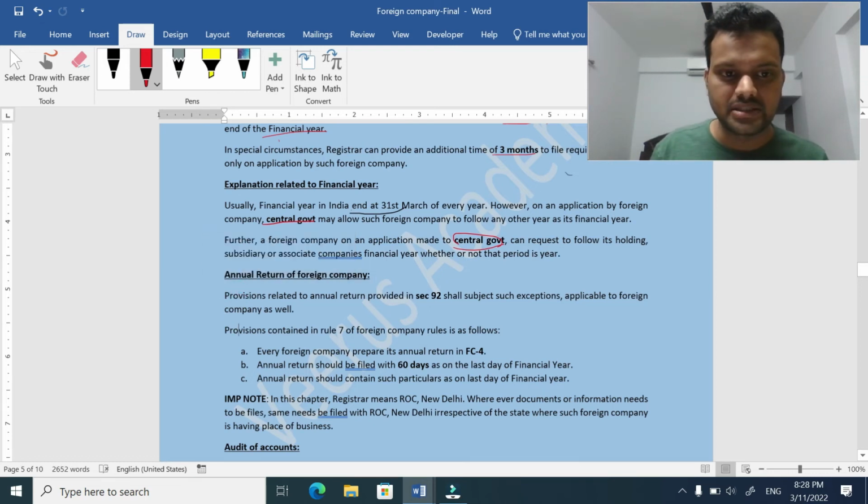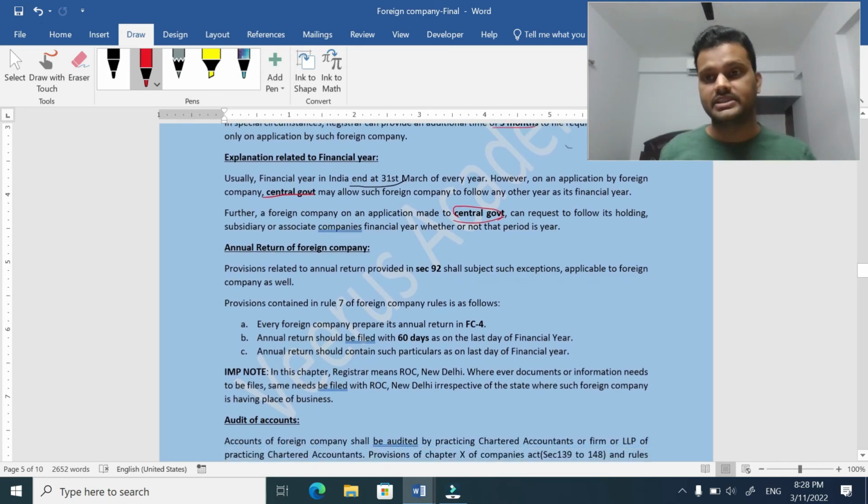Just like Indian companies, foreign companies also need to file the annual return. What is the section for annual return? Section 92. This was covered in, I think, IPCC. Section 92. What information do we need to provide?